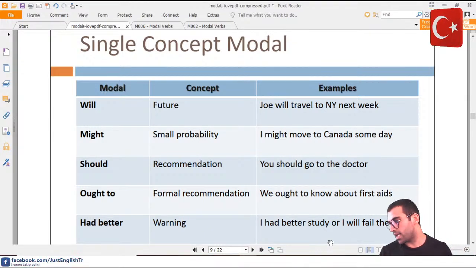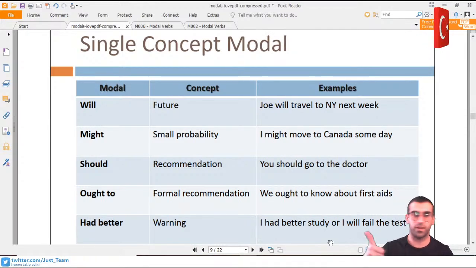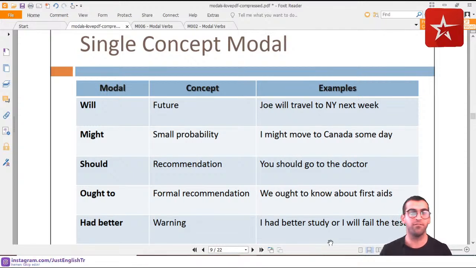Yes, Duygu says, I totally understood single concept. Perfect, Duygu. Thank you so much. R10 Techno, if you have any further questions, no problem for me. I will answer every single question. If you haven't understood it, I'm ready to answer, Mr. R10.